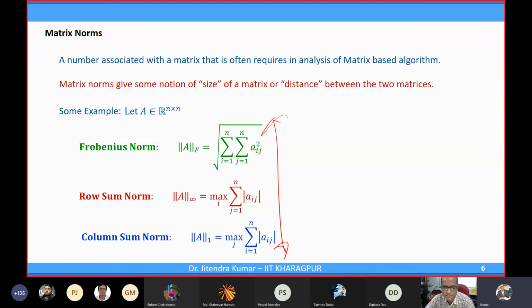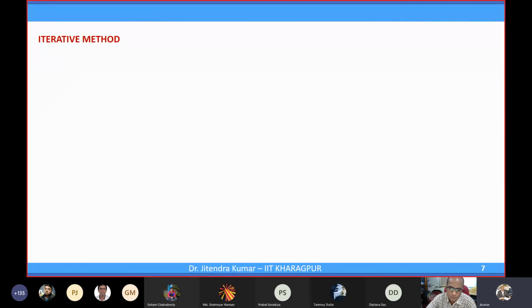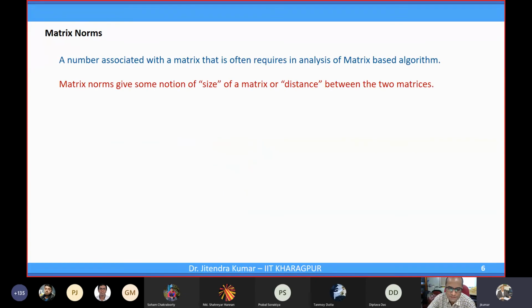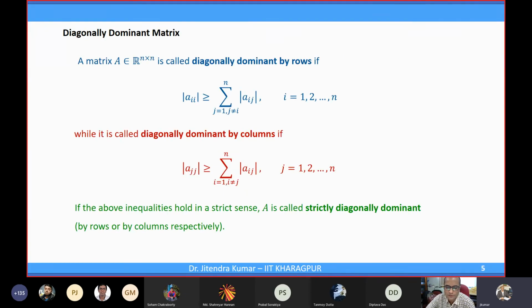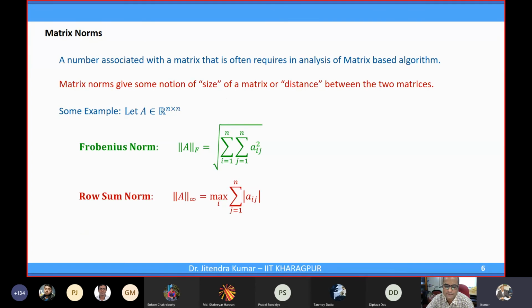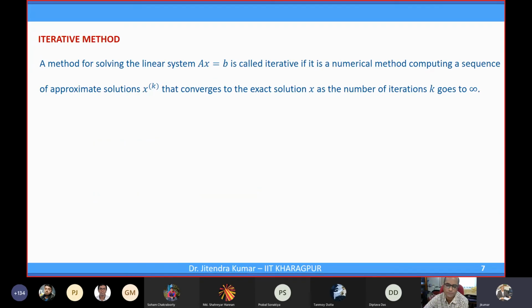There are some nice properties of the norms we are missing in this lecture, but the main topic in this numerical analysis is not about norms. We are discussing how to solve a system of linear equations using iterative methods. That is the topic. So let's go to iterative methods. I have very roughly introduced two topics: diagonally dominant matrices, and the iterative method, which I'm coming to now.